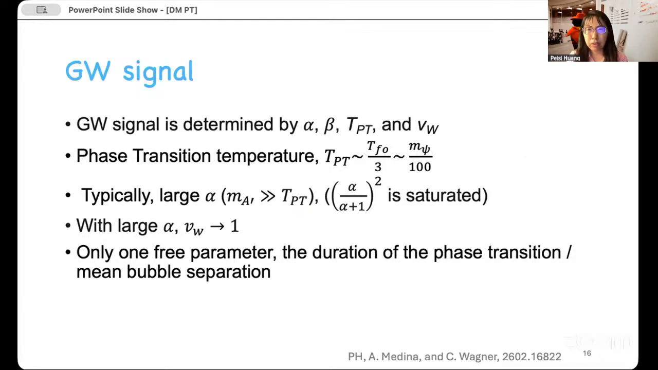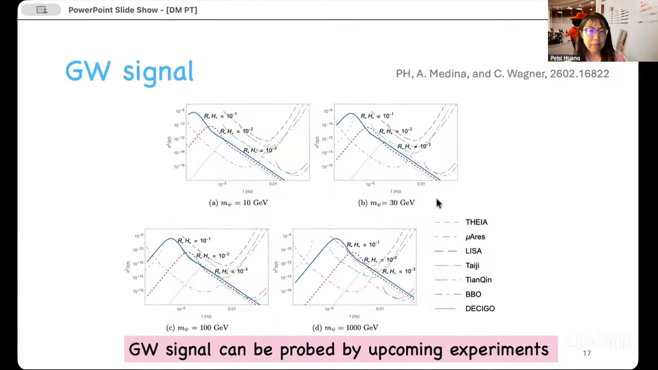And similarly to the previous case, we expect pretty large alpha, so we saturate alpha to the alpha over alpha plus 1 squared ratio. And with large alpha, we expect the wall velocity is close to 1. So again, we only have one free parameter, the duration of the phase transition. This time, instead of using that, we use something equivalent, which is the mean bubble separation. With that, we plot the gravitational wave signal.